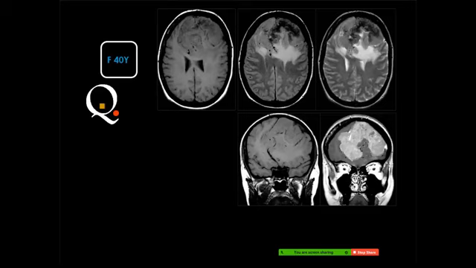Also glioblastoma. No, that's infiltrating glioma. This is not infiltrating glioma. Heterogeneous enhancement? This is homogeneous enhancement.